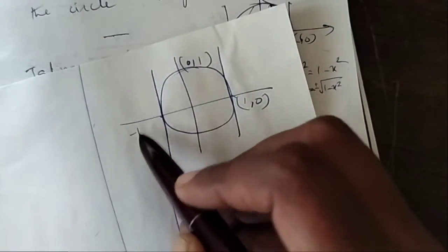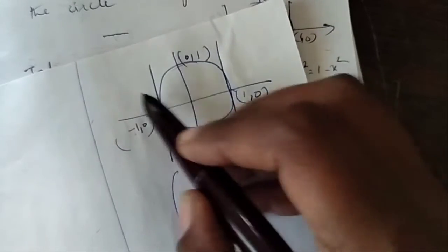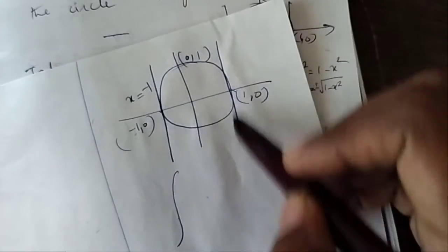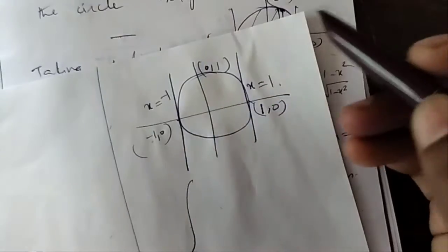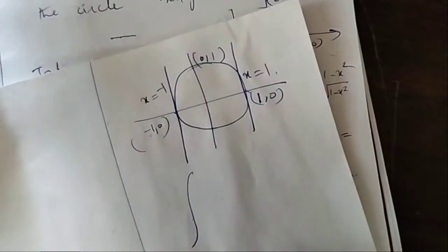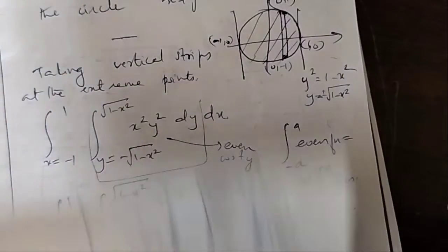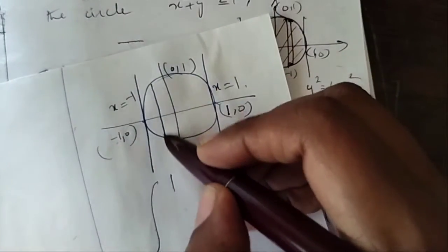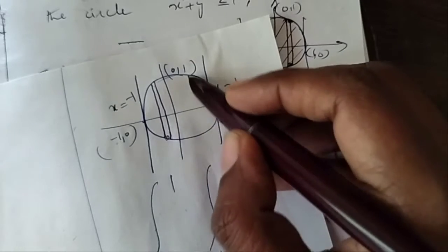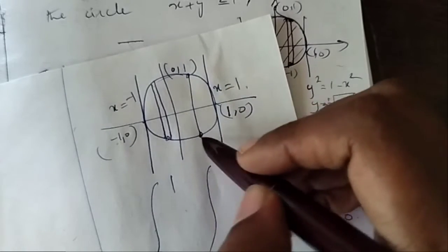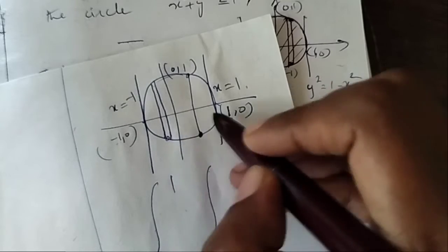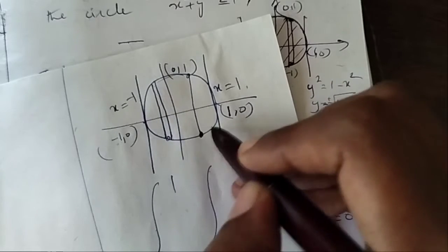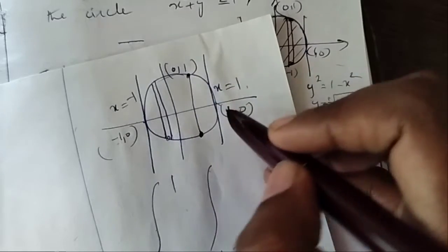That is why I have chosen the vertical lines at the extreme points. This point is (minus 1, 0), so the equation of this vertical line is x is equal to minus 1, and the other line goes through the point (1, 0), so it is x is equal to 1. So x from minus 1 to 1. Then for y, we consider any vertical strip inside the region, here or here. The bottom point touches the lower part of the circle and the upper point is on the upper part of the circle.